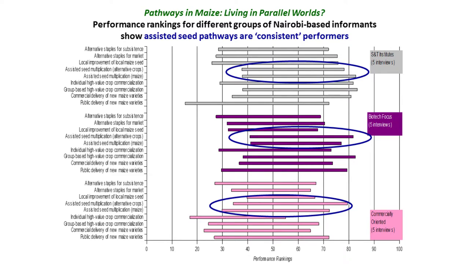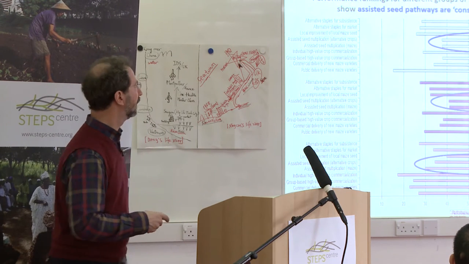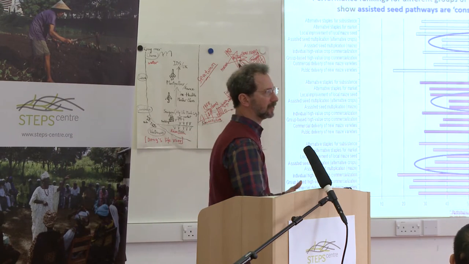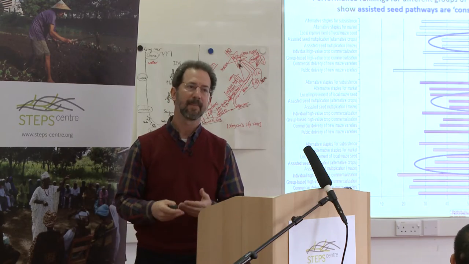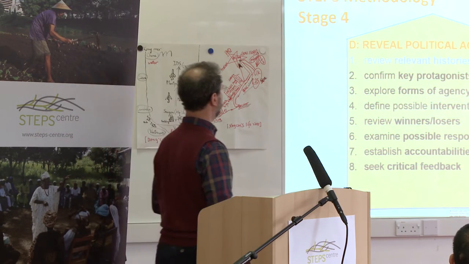What we found was that assisted seed, this notion I was just describing, this idea of bulking up, making available those local varieties of seed, not just maize seed, but the dryland staple crops and so on, that assisted seed production and distribution was really welcomed by the Nairobi people as well as the farmers. Whether you're talking about the science technology community, even the biotech people, the commercially oriented ones, they were all arguing that helping farmers to get access to seed through those assisted seed initiatives makes a lot of sense, and we need to be doing more about that.